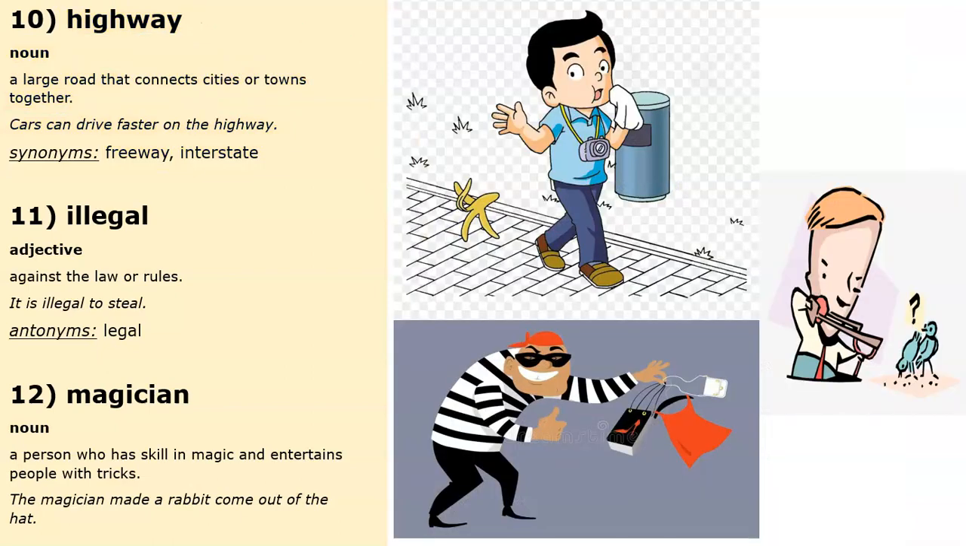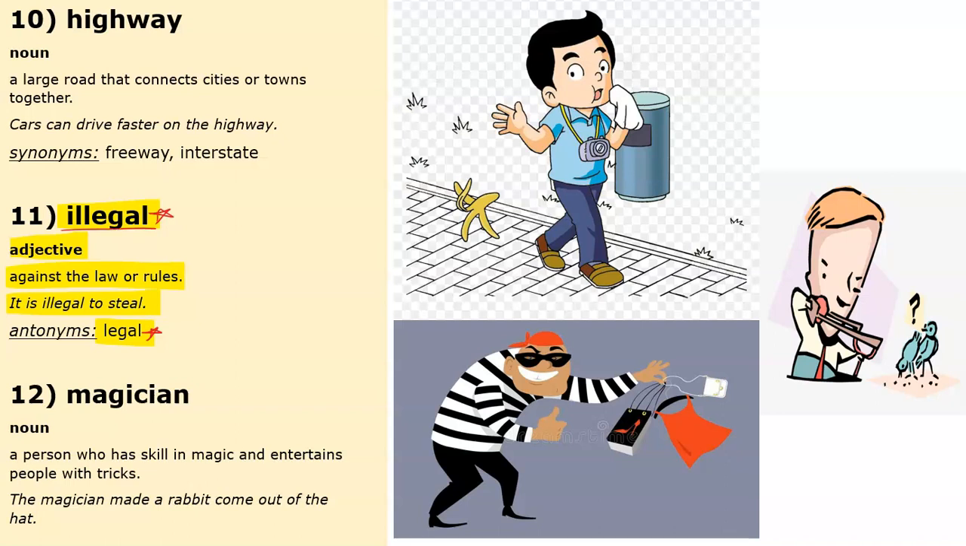Our next word is illegal. Illegal is an adjective and it means against the law or rules. For example, it is illegal to steal. And the opposite of illegal is legal. So illegal are the things that you can't do, but legal are the things that you can do.